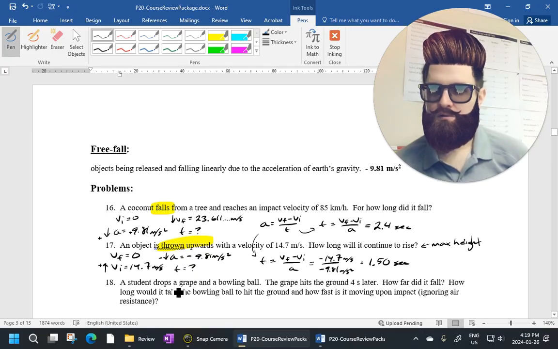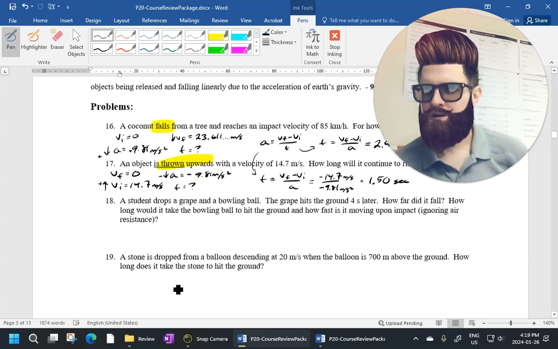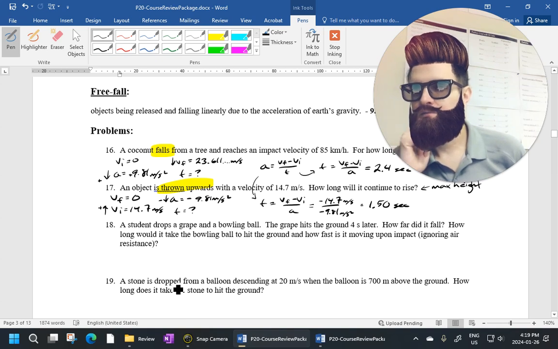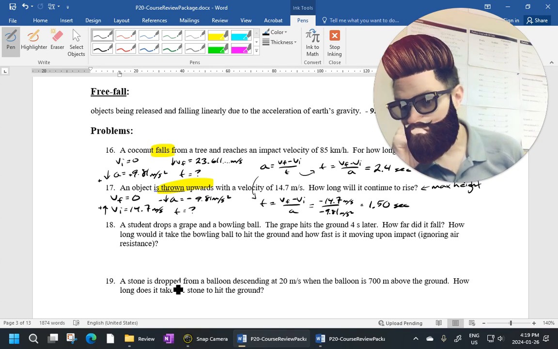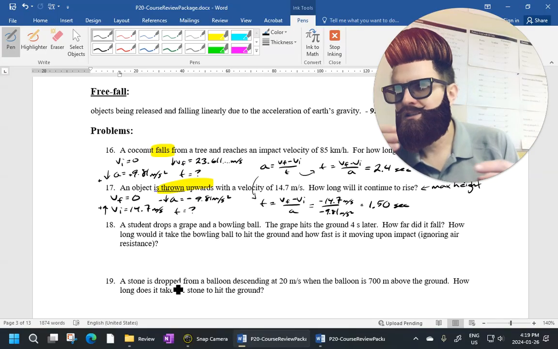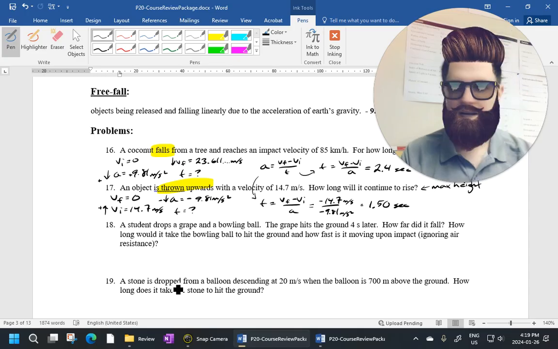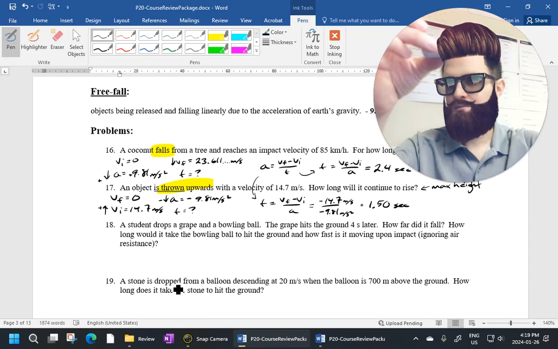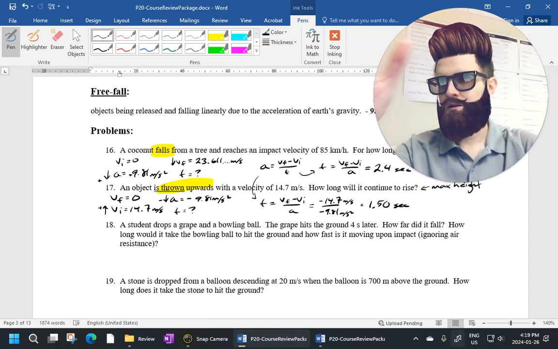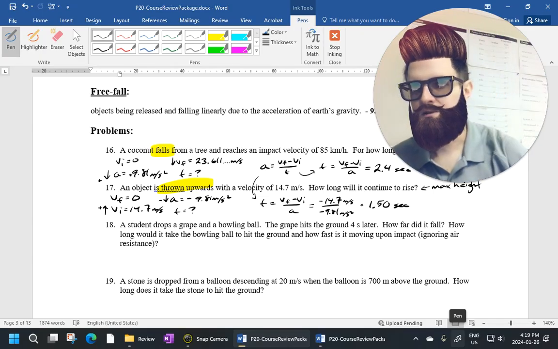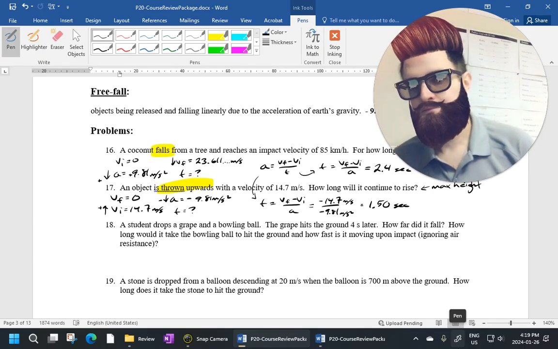Okay. A student drops a bowling ball and a grape. The grape hits the ground 4 seconds later. How far did it fall? How long did it take the grape or the bowling ball to hit the ground, and how fast did it hit it? So they're essentially the same, because remember, it doesn't really matter if we ignore air resistance and stuff. It doesn't matter the size of the objects, right? If I drop them, they both fall at the same rate. So it doesn't really matter if I'm talking about the grape or the bowling ball, right?